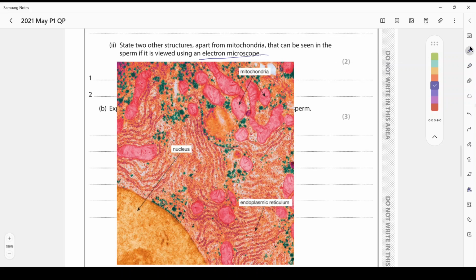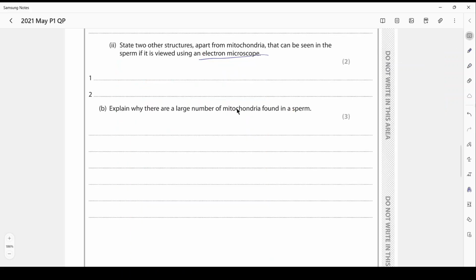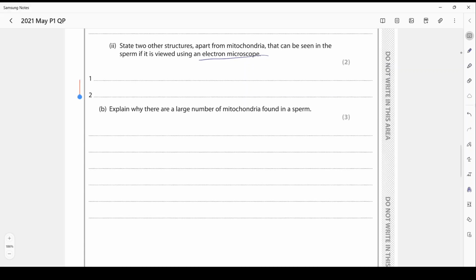So let me just remove this. I'm just going to write ribosomes, which are the site for protein synthesis, and then endoplasmic reticulum. All right, part B, explain why there are a large number of mitochondria found in the sperm.